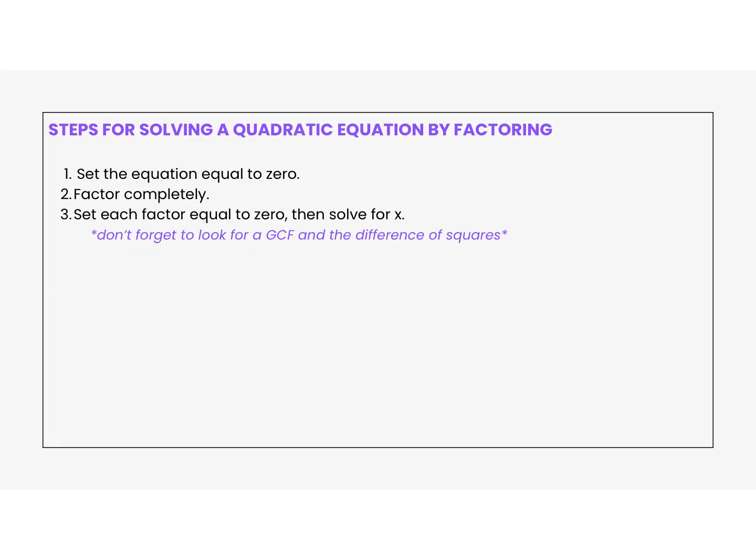So to solve a quadratic equation by factoring, you're going to set the equation equal to 0, if it's not already set like that. You're going to factor it completely, and then you're going to set each factor equal to 0 to solve for x. And then don't forget that we're always going to start with a GCF if it's there, and then we can always look for a difference of squares as well. So all of our factoring strategies are in play here.